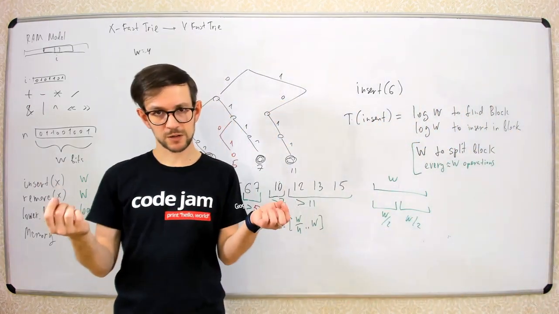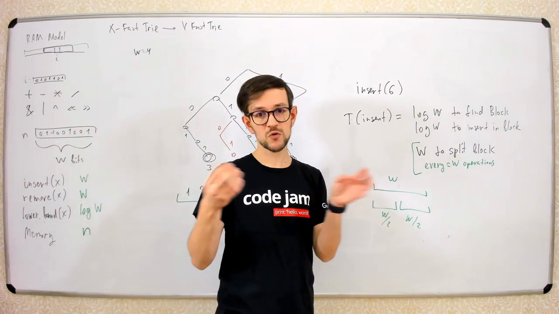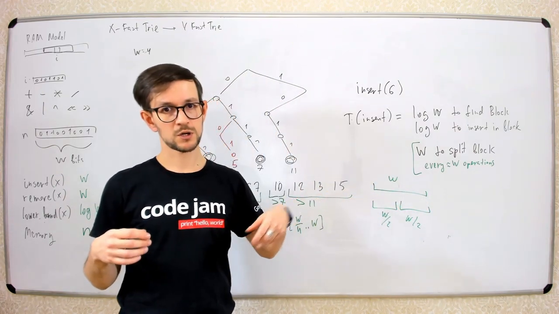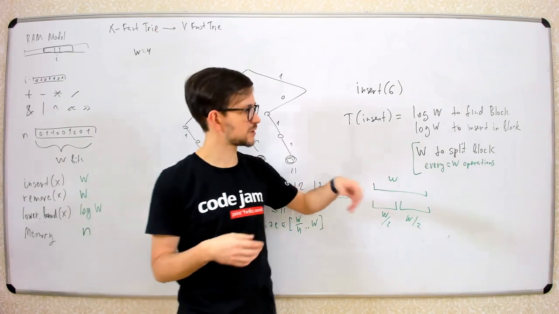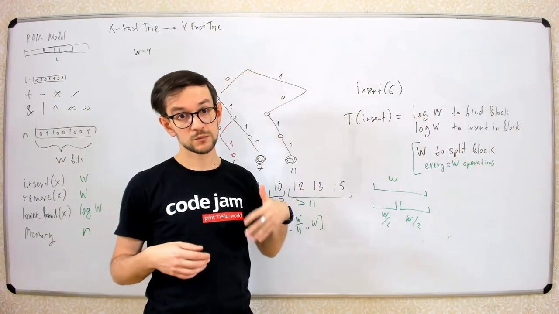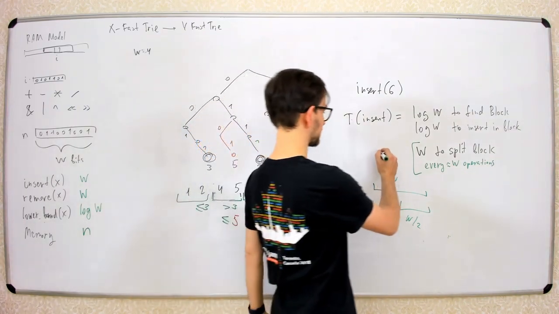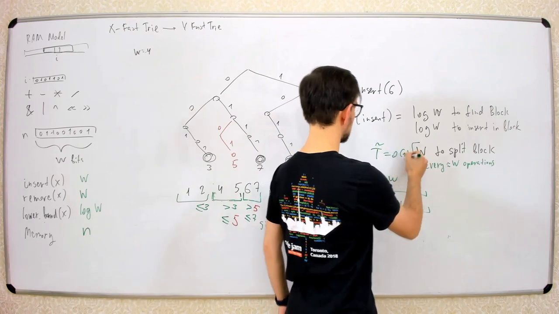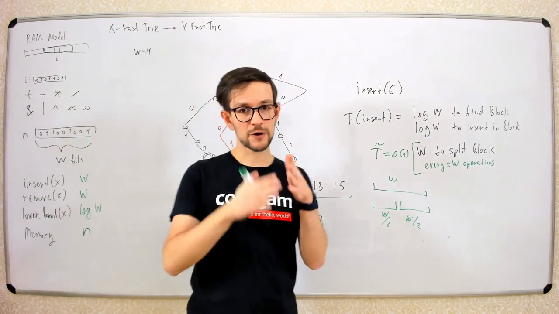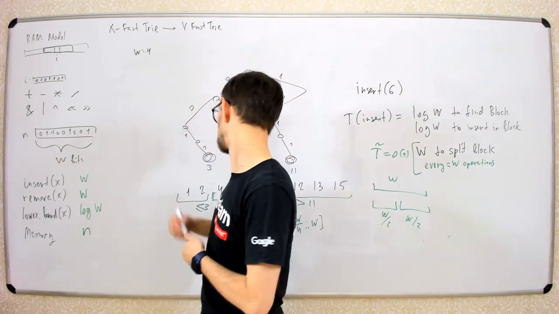So we don't split blocks every time. We split blocks when they overflow. And if a block overflows, it will split into two blocks of size W over 2. So it will be far away from the next overflow. Before the next overflow, we need to add another W over 2 elements here. So the split operation happens for each element at least after the next W operations. So the average time for this operation, the amortized time of this split, will be constant. That's all. So now the total amortized time of the insert operation is log W: log W here plus amortized constant here. So let's see.